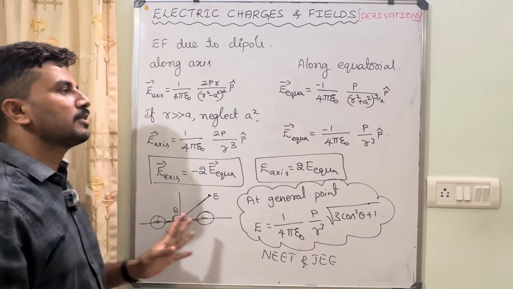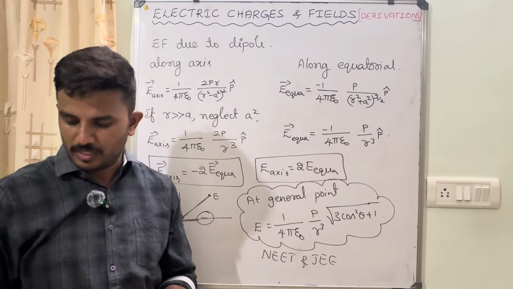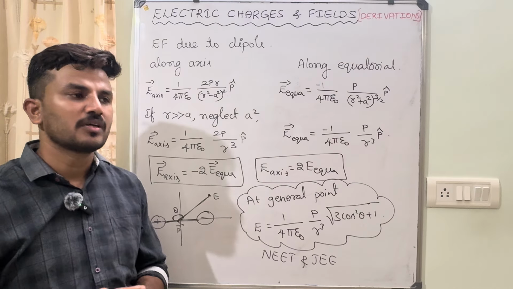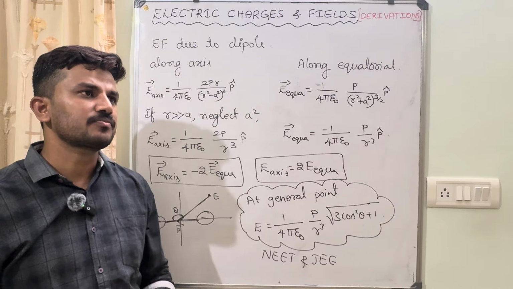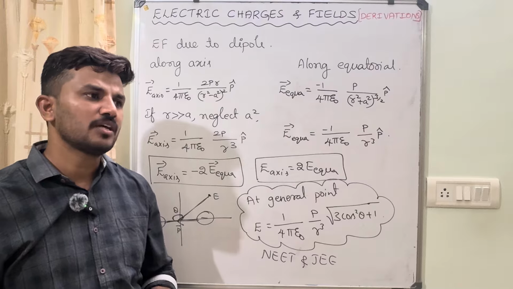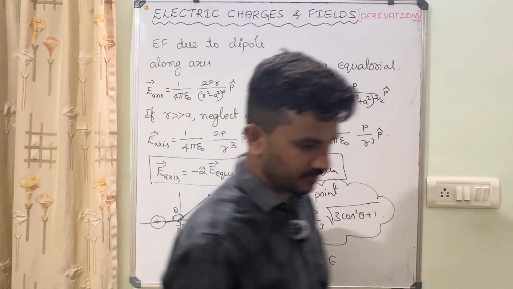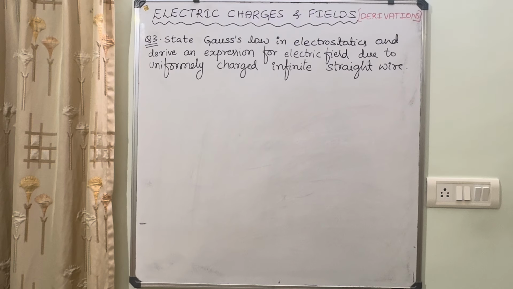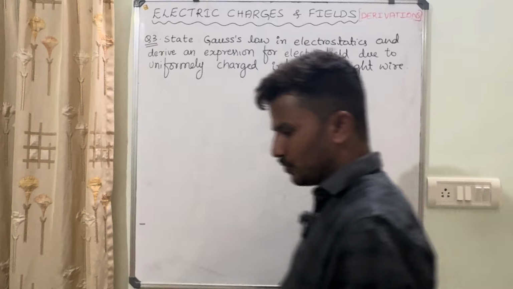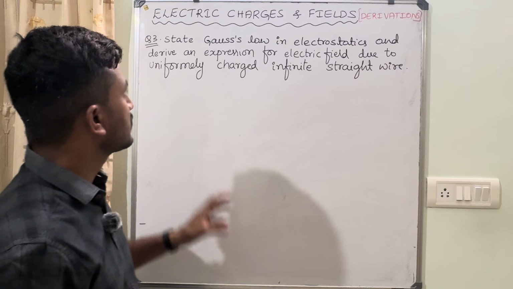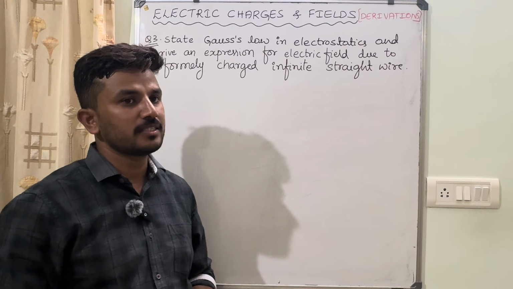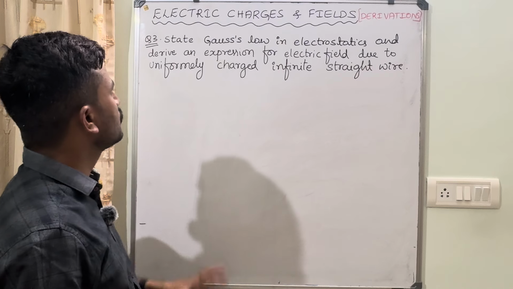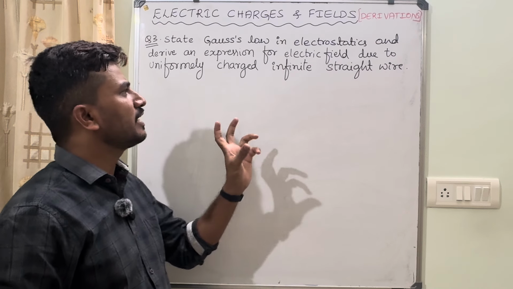Okay. So this is about the electric field due to a dipole. Now we will discuss the electric field due to continuous charge distribution by using Gauss law. Okay. So next we have this question, that is: state Gauss law in electrostatics and derive an expression for electric field due to a uniformly charged infinite straight wire.